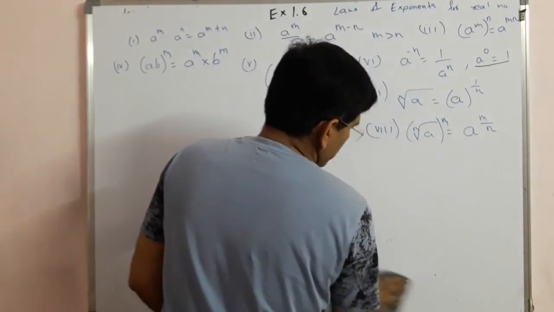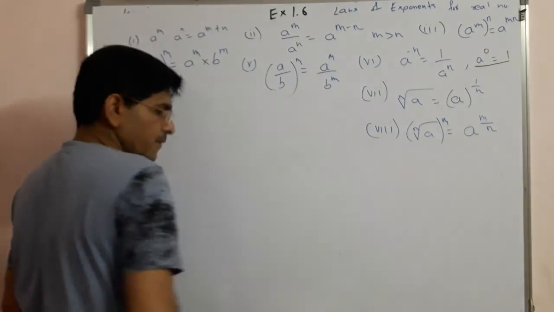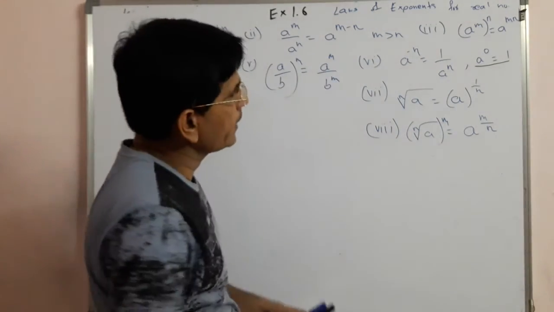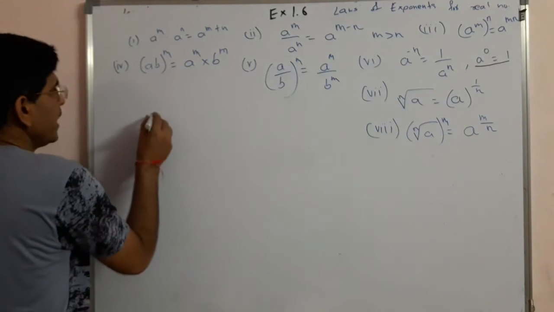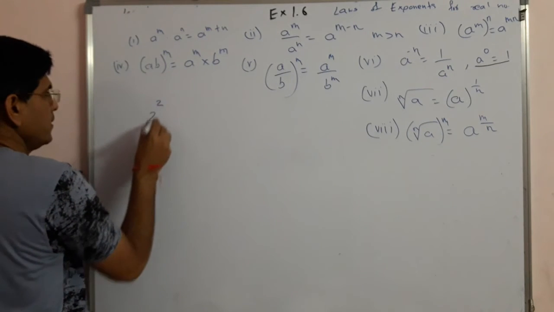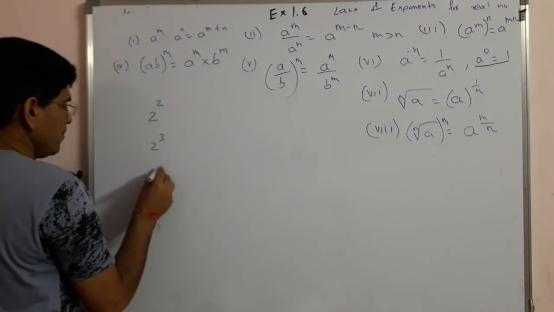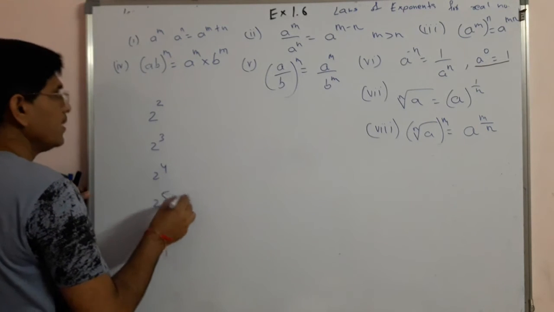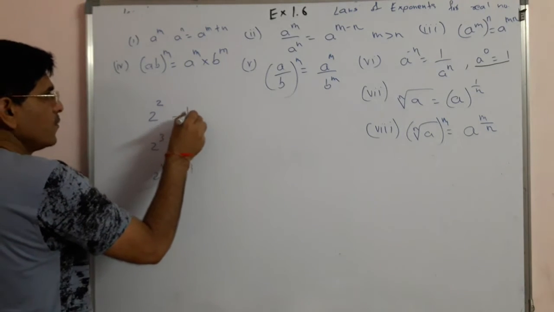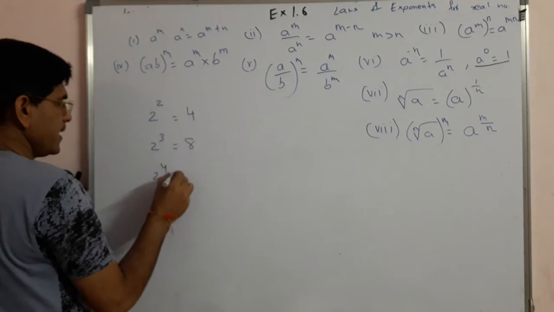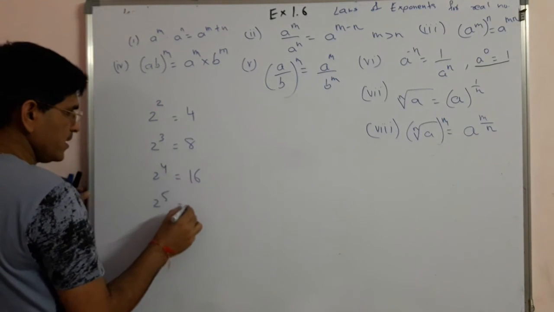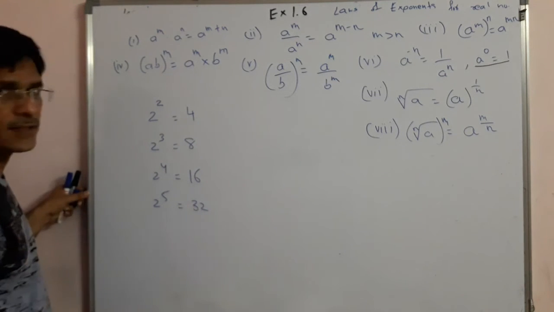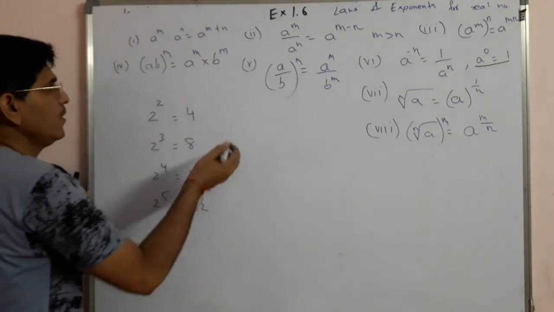But in exercise 1.6, there are more sums related to the square and cube. So anyhow you have to remember the squares, cubes, power 4 and power 5. 2 to the power 2 is 4. 2 to the power 3 is 8. 2 to the power 4 is 16. 2 to the power 5 is 32. You have to write that down anyhow.